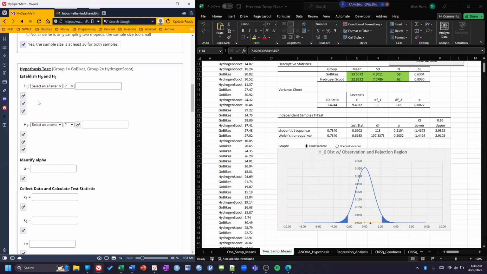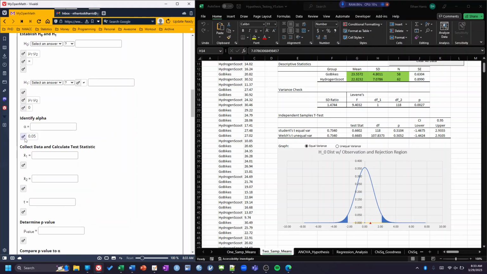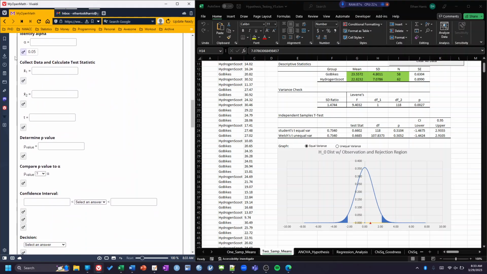Okay, so we want to establish the null and alternative. The null: mu1 minus mu2 equals 0. The alternative: mu1 minus mu2 is not equal to 0. Alpha, we said, is 0.05. Okay, calculate data and test statistics. So x bar 1 is going to be the mean for Go Bikes, 23.5572. x bar 2, which was Hydrogen Scoot, 22.8232.